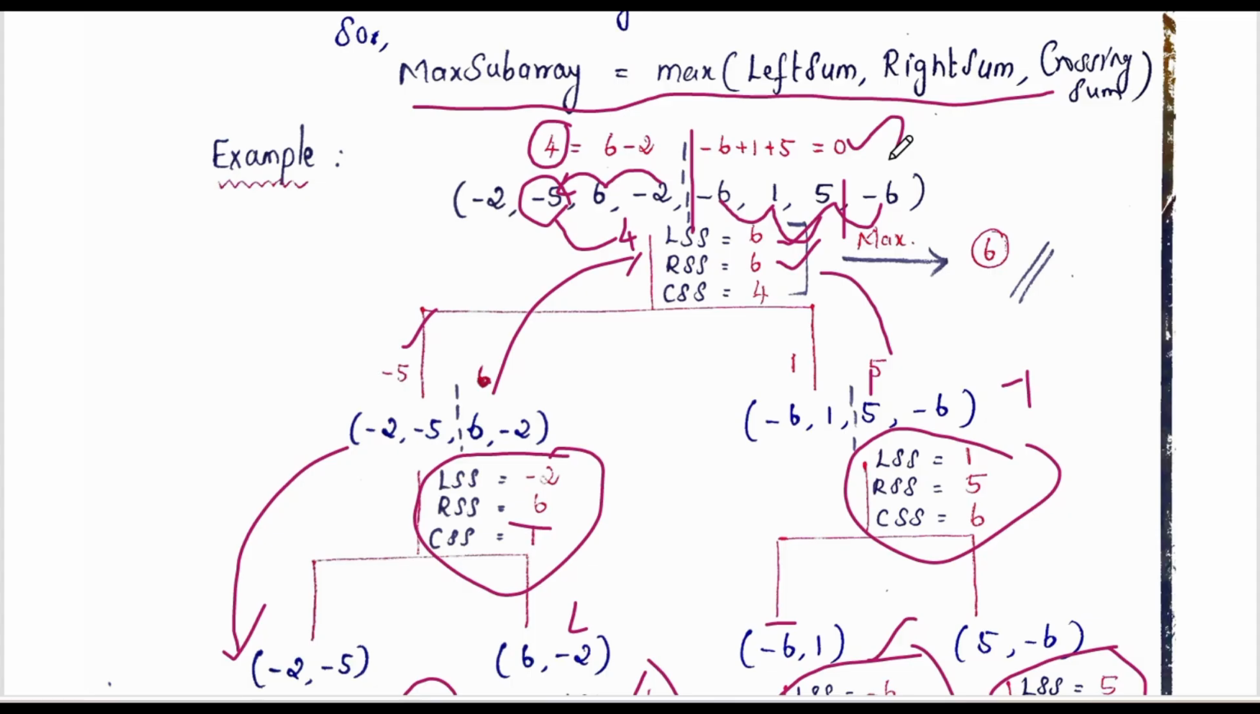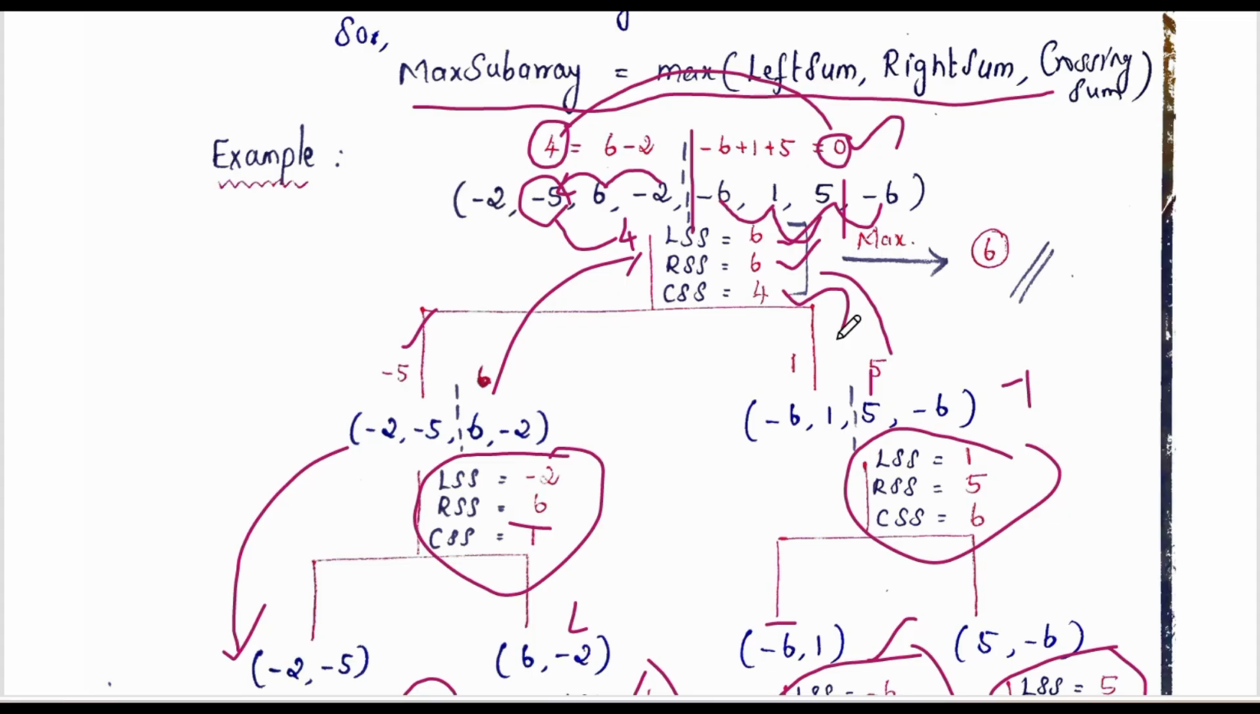Clear? So here the final value is 4. Here the final value is 0. Then directly add these two values. This is the cross sum subarray. What is the value? That is 4. Write this value here.